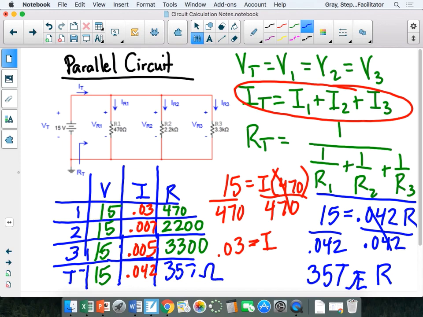There's no way 470, 2,200, and 3,300 add up to that, and it shouldn't, because this is a parallel circuit. If it was a series, it would be 5,970. Now, we can actually do 1 over 470 plus 1 over 2,200 plus 1 over 3,300, and you would get that. But I just usually like to avoid it. So that's parallel and series circuits. I believe that's all the math that's on that one, right?